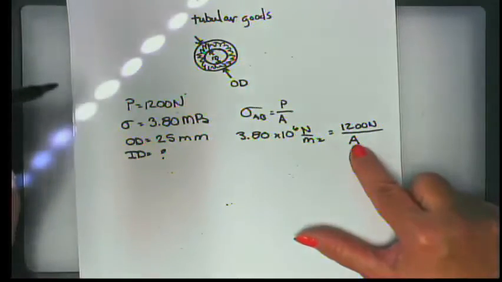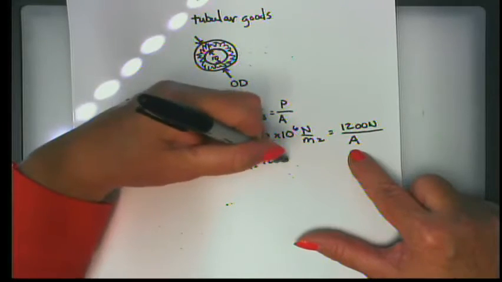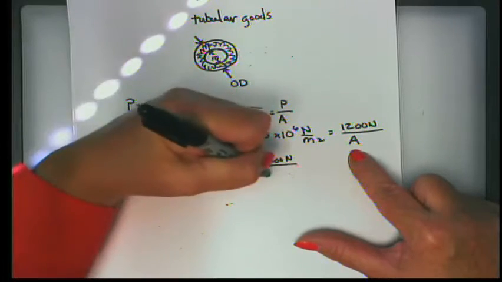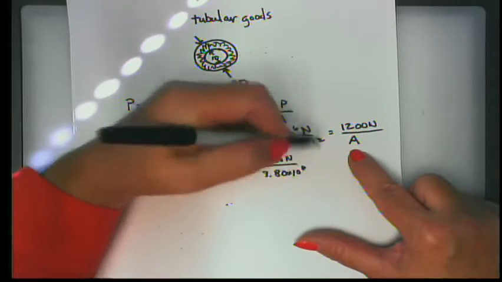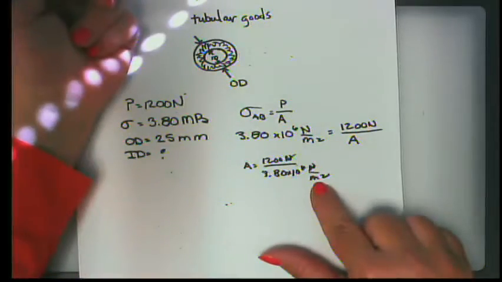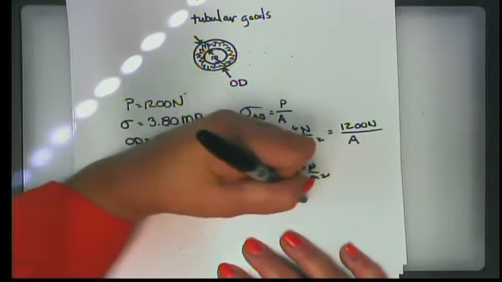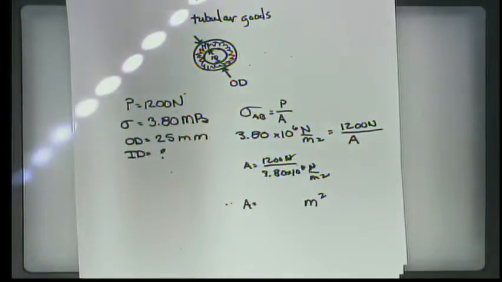All right? But if we do this calculation, A is going to be equal to 1,200 newtons divided by 3.80 times 10 to the 6th Newton per meter squared. Newtons cancels Newtons. Meter squared in the denominator of the denominator becomes meters squared in the numerator. Is that 25 millimeters or 2.5 millimeters for the outer diameter? It's 25 millimeters.